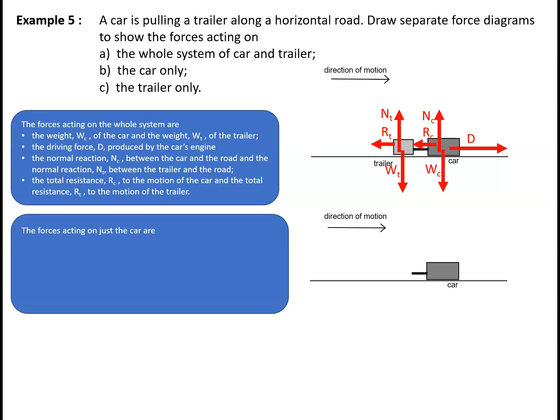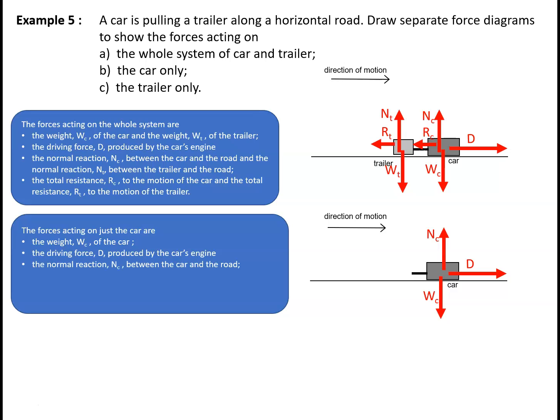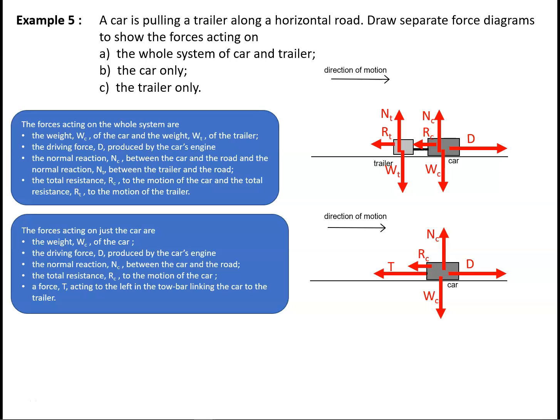Moving to the forces acting on the car alone, we've got the weight of the car, the driving force, the normal reaction between the car and the road, and the resistance to the motion of the car, which is RC. But we've also got the force in the tow bar connecting the car to the trailer, and that will be acting to the left because we know that the car is going to be dragged back by the trailer.